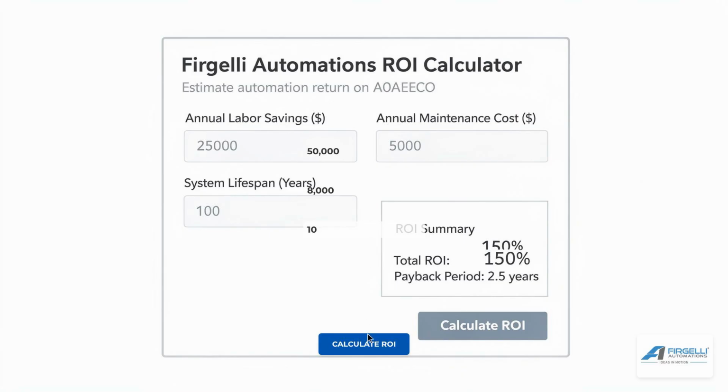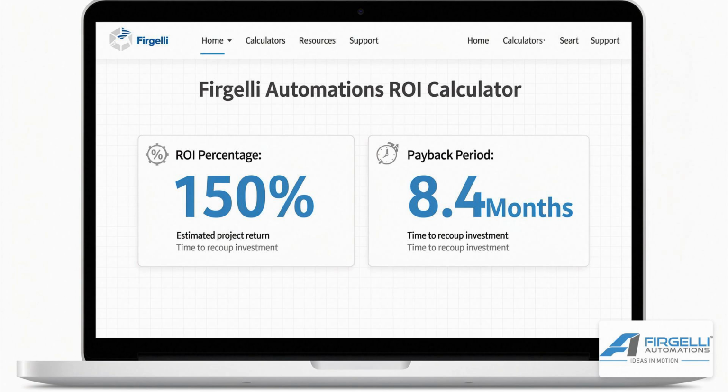Now I'll click Calculate ROI. The ROI percentage shows your return on investment as a percentage of initial cost. This tells you how profitable your automation project is compared to keeping manual processes. A positive ROI means you're saving money. The higher the percentage, the better your investment performs.